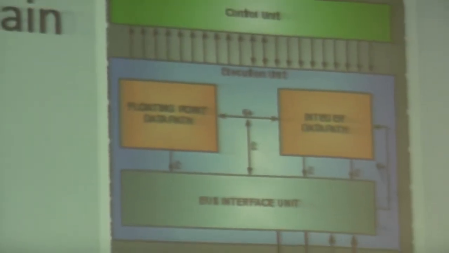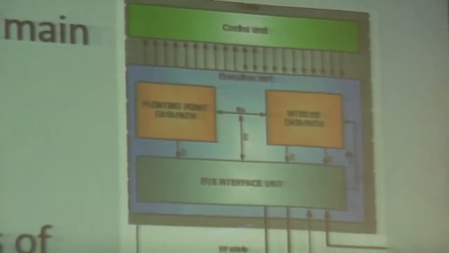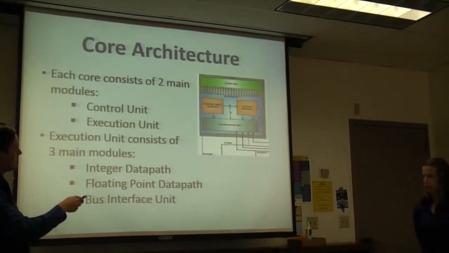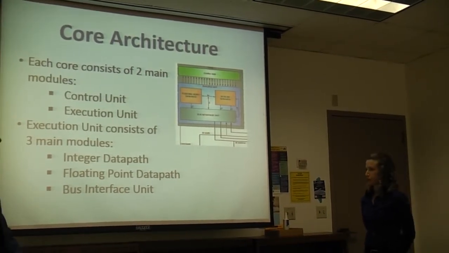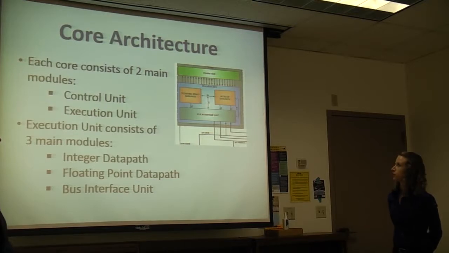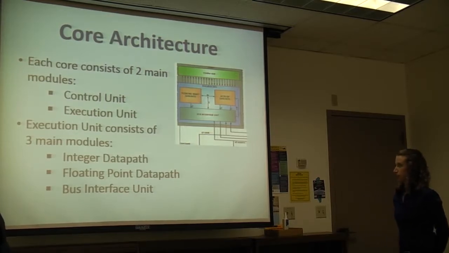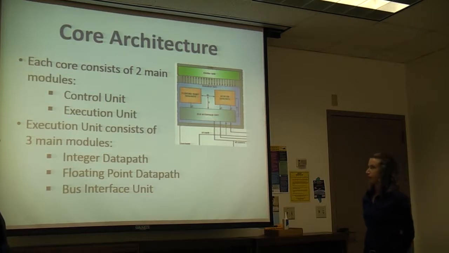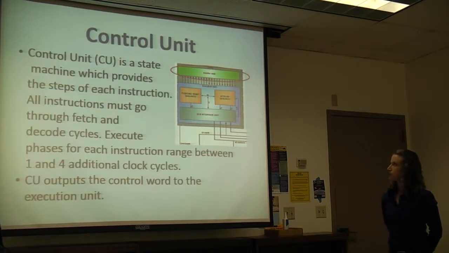So each core consists of a control unit and execution unit. The execution unit is made up of an integer data path and a floating point data path, as well as a bus interface unit, which provides an interface between the data paths and the memory, as well as holding our special purpose registers.